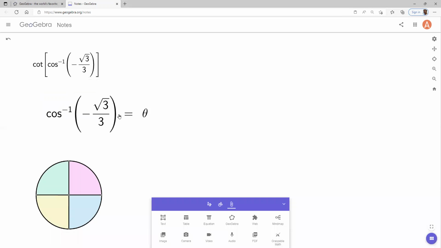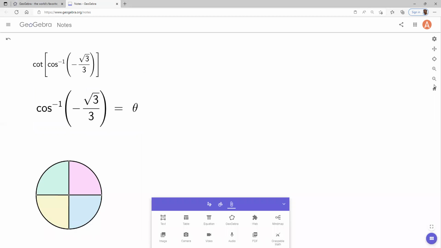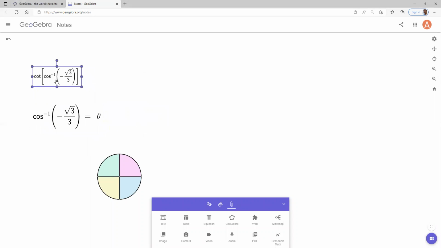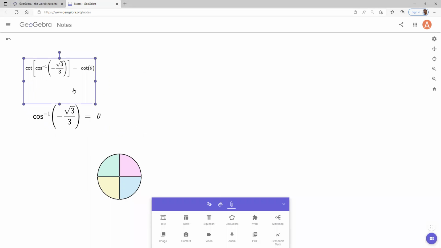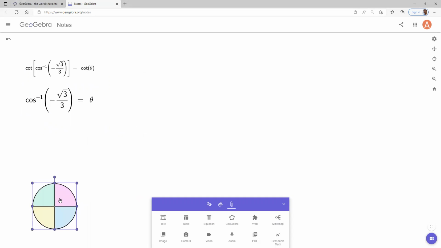I'm going to say this expression is equal to theta, and that changes my question into something a little simpler. Let me make it a little smaller, but hopefully you guys can still see. Okay, so now I need to look for cotangent of theta.